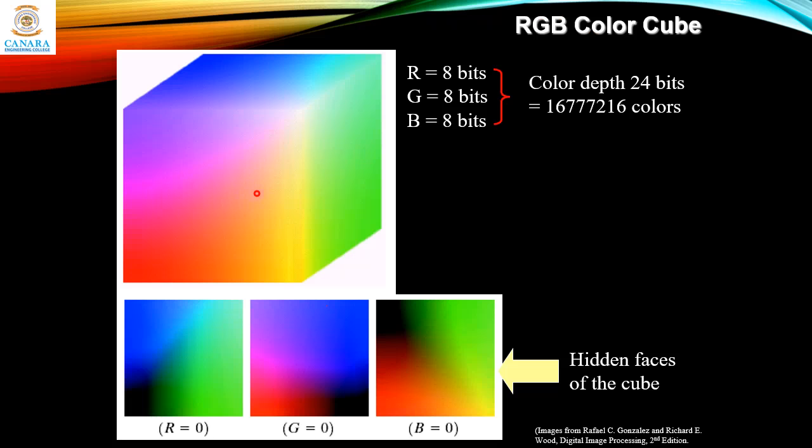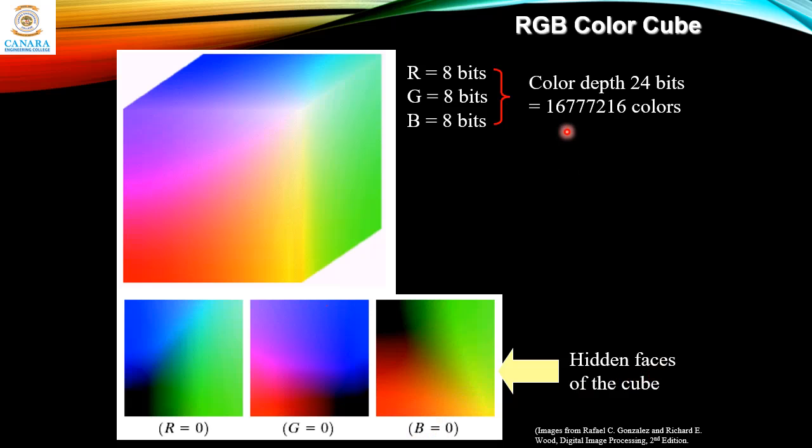This is a cube that we get when we color the coordinate system that we saw in the previous slide. So this is the red plane, the green plane, and the blue plane, and these are the hidden faces. This is the intersection of blue and green, where the red component is 0, and here the green component is 0. That means it is the red and the blue plane, where we have this magenta, and here the blue component is missing, so we have the yellow here at the corner.